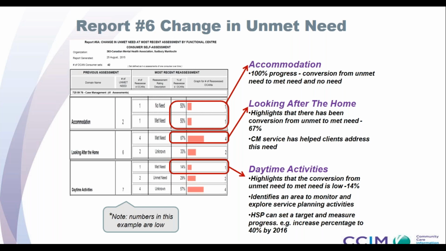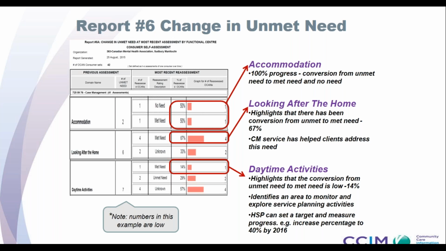And if you look at, let's say, the middle one, looking after the home, there were 6 clients that, the numbers are really low here, but there are 6 clients that identified that as an unmet need. What happened 6 months later? And 6 months later, you look at the percentages that were converted to a met need or a no need. And that can help you look at how your organization is helping to contribute to changing needs for clients and where they may need some more support.